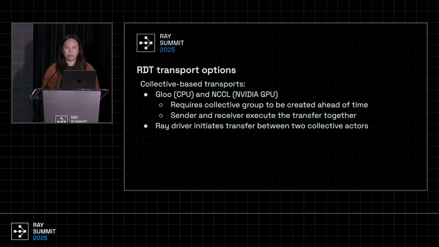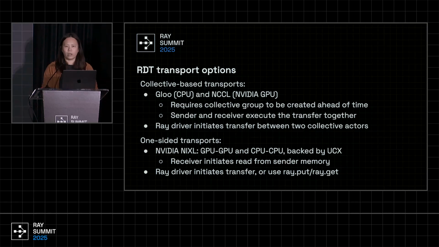Okay, so now let's talk about the transport options. Out of the box, RDT supports 2 kinds of transports today. One is collective-based transports. If you're familiar with collective libraries, the way this works is that you need to specify your collective group ahead of time. And that lets you, at runtime, execute these high-performance collective primitives, such as all-reduce. You can also use it for point-to-point transfers, which is what we're using it for today. So in this setting, the Ray driver is going to initiate the transfer between those 2 collective actors.